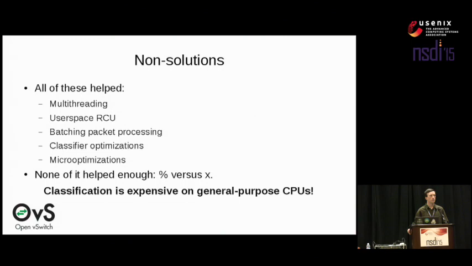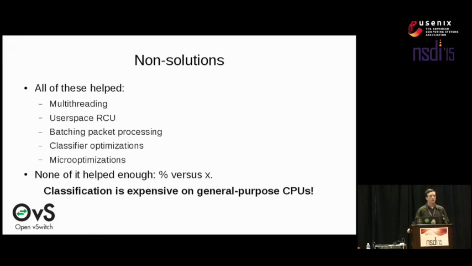So if you added up all of these optimizations that we did, it might have helped by, say, 100% or more in terms of packet forwarding performance, but that's not nearly enough. We needed packet forwarding to be, say, 10 times or 100 times faster, not 100%. The bottom line is that all this classification is expensive on general purpose CPUs, and we needed a better way to do it.